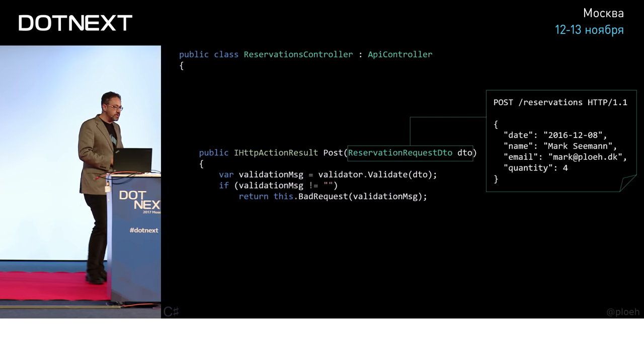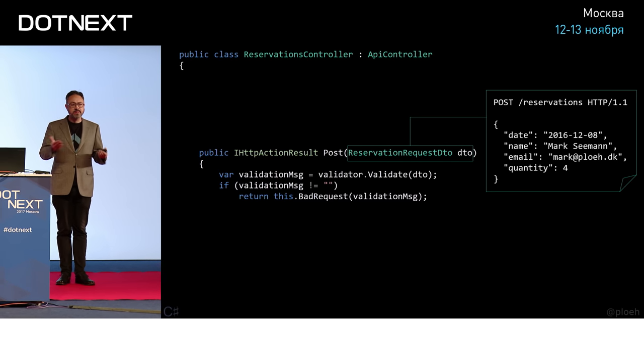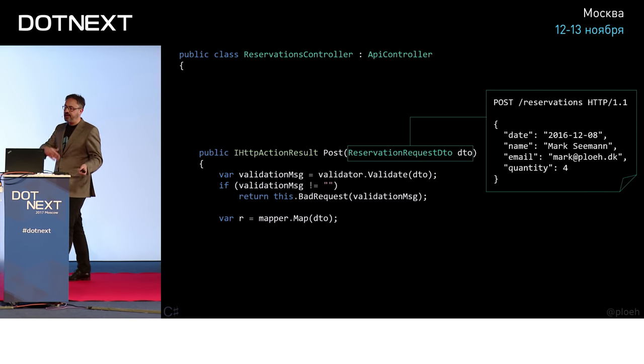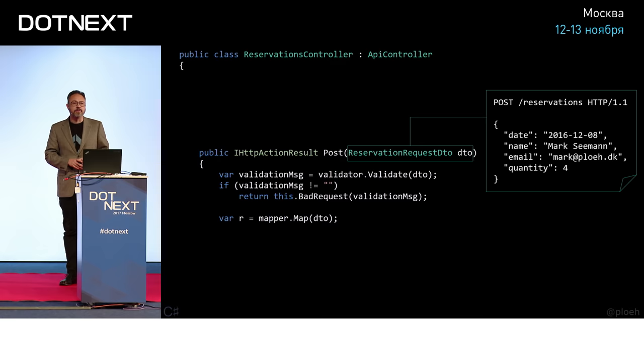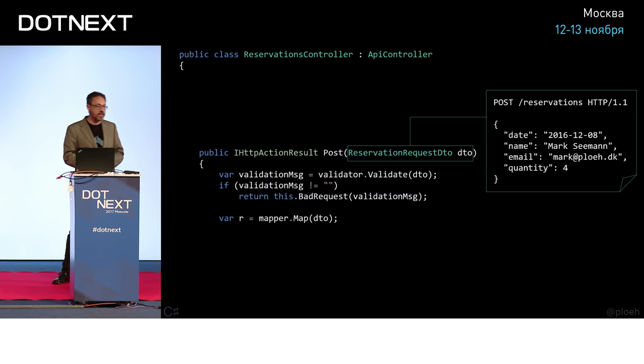The next thing we might want to do is to say, well, now we know that the DTO is valid, so we'd like to translate that into some sort of domain object. So I'll just call mapper.map, and r is just shorthand for reservation there. So I was being lazy there. You shouldn't name your variables like that. That's horrible.